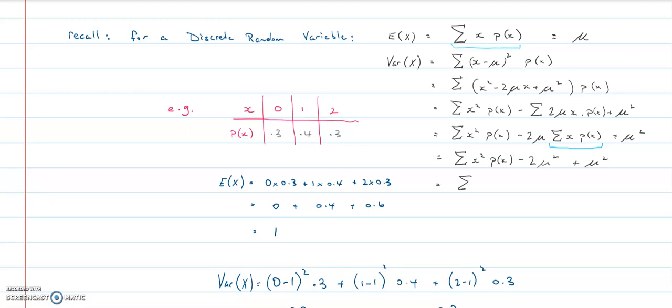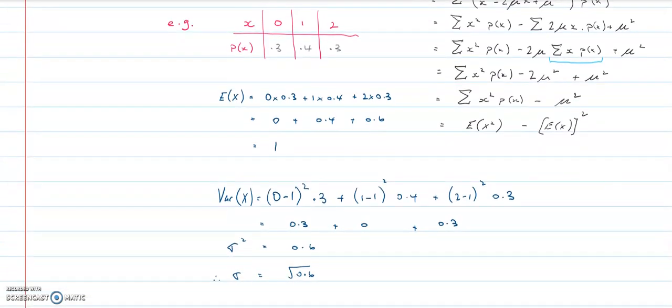And so we get the alternative, the shortened version of our variance, which is the sum of x squared p(x) minus mu squared. Now, because this is our expected value, I will most often see this as just my expected value of x squared minus my expected value of x, all squared. Remember, mu is just my expected value of x, and this is E(x squared). So this is perhaps a more usable format to find the variance.